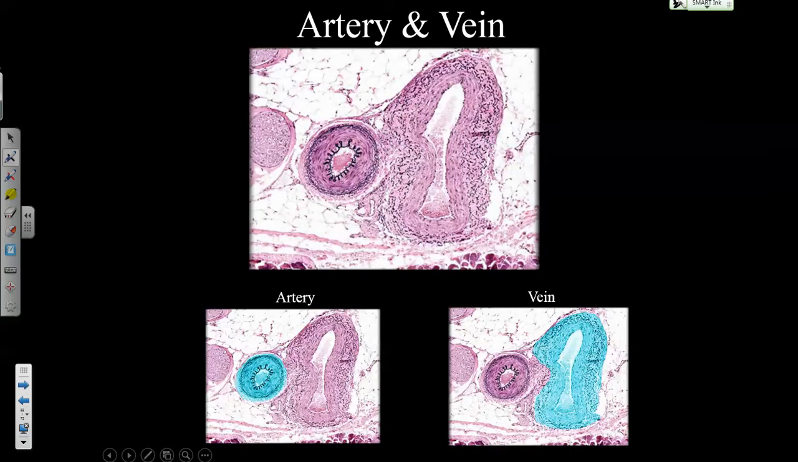Okay, so here you see some micrographs, and you can see here's an artery and here's a vein. At first glance you think, oh, that vein is bigger. But if you look at it, because it's somewhat collapsed, it's obvious it's not as strong as that one. Arteries stay big and open. Veins might collapse a little bit. The blood doesn't have as much pressure in a vein as it does in an artery.